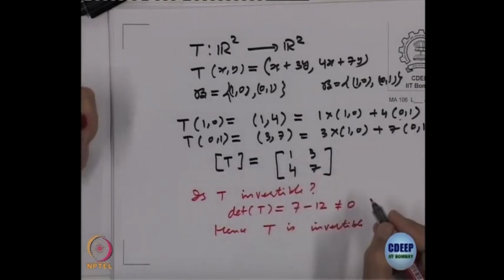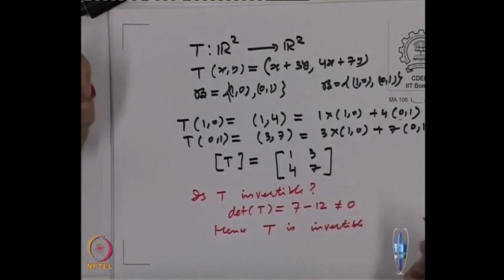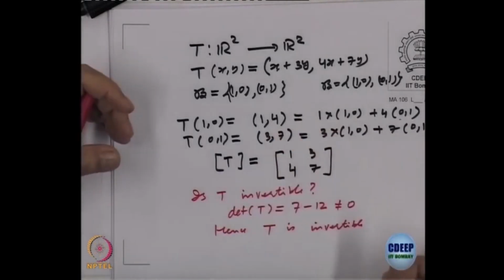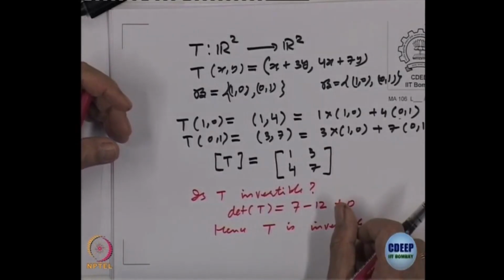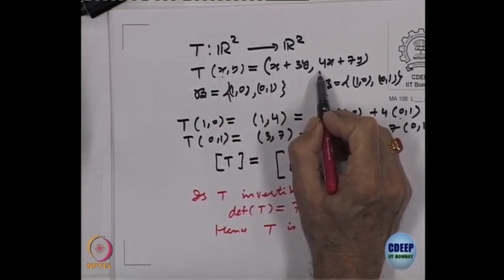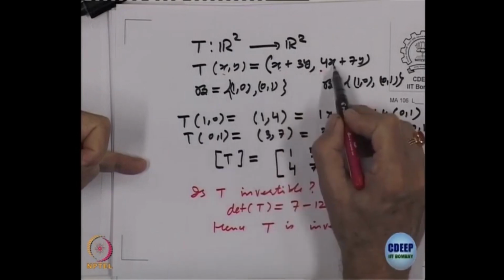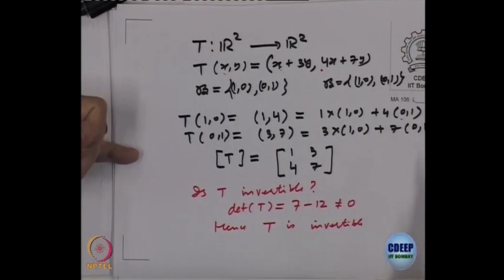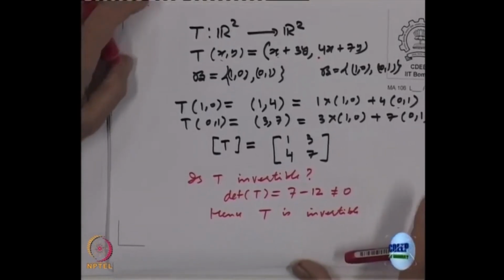That is because our matrix is 2 by 2, so the computation is simple. Even 3 by 3 will be okay. Or you can directly try to compute: T of (x, y) equal to 0 should imply x is equal to 0 and y equal to 0. That will mean T is one-one. That is good enough. So x plus 3y equal to 0, 4x plus 7y equal to 0. Solve that and see that x comes out 0, y comes out 0. That is proving T is one-one. That is also good enough. Whichever you find easier in a particular example, you can do that.